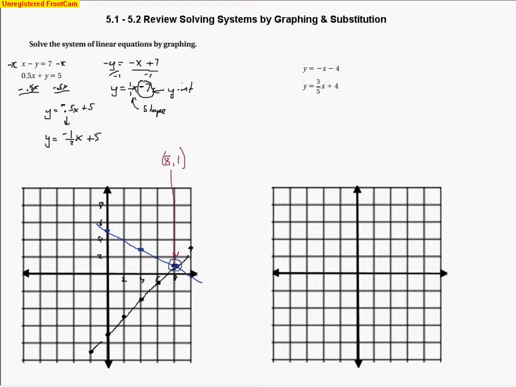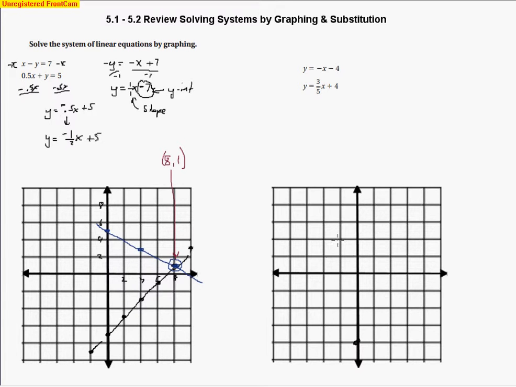So let's check out another one. These two lines are already in the slope-intercept form, so we're going to go ahead and use the y-intercept. And noticing that I can fit 4 spaces down, so I'm going to just use a 1-to-1 graph here. So I'll go 4 spaces down and then use the slope.